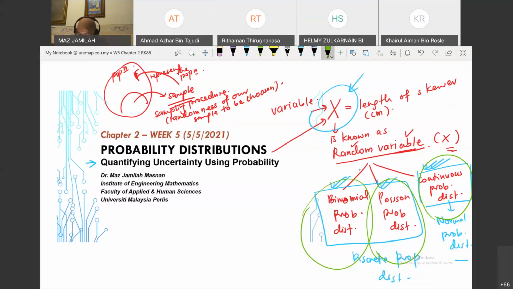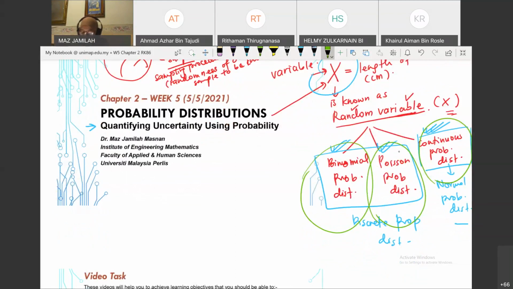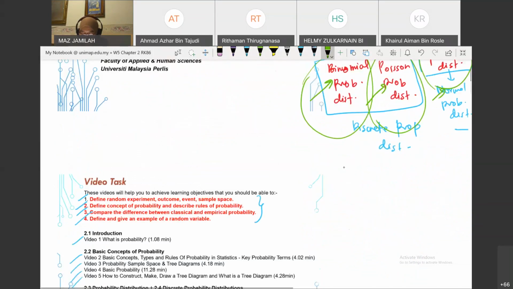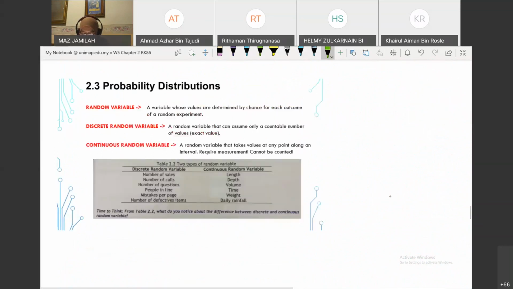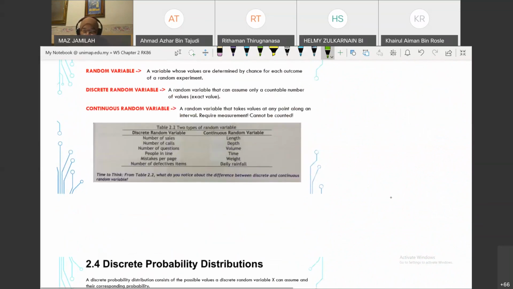Okay, so before we can even know how we know that my X is following binomial or Poisson or normal, these are among the concepts that you should understand before we can even know which one is binomial, which one is Poisson, and which one is the normal probability distribution. So we have 3 only to be covered in your chapter 2.